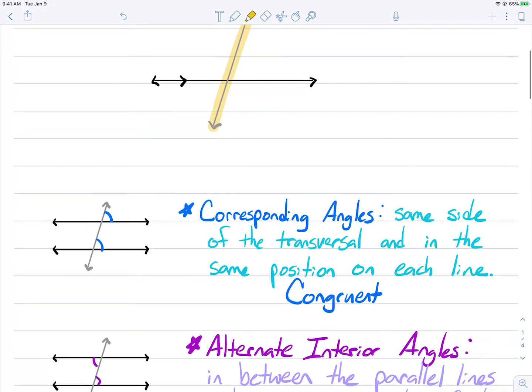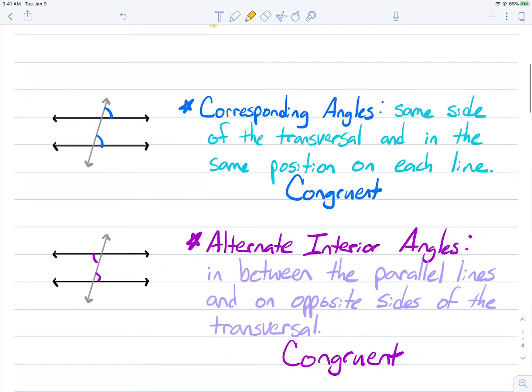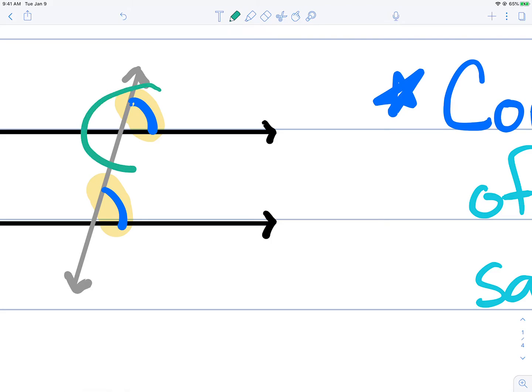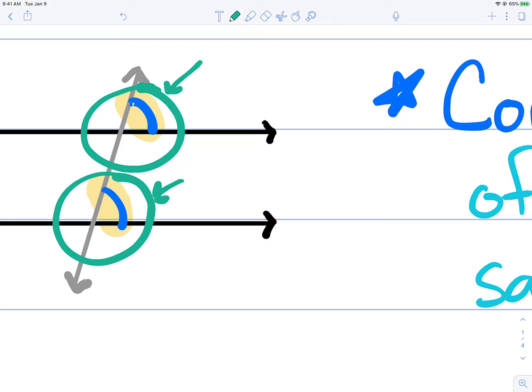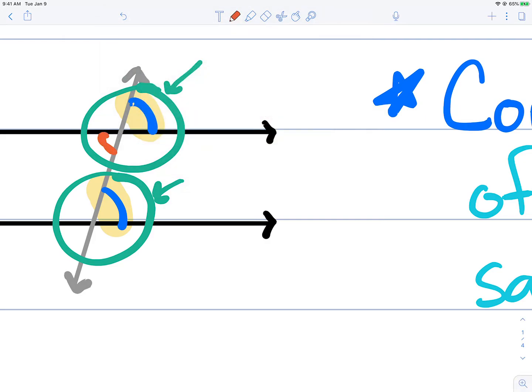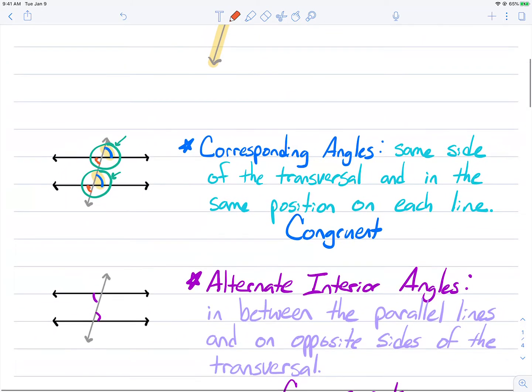So one of them is corresponding angles. So corresponding angles, kind of like these two that I have highlighted here, are on the same side of the transversal and in the same position on each line. So if you think of this as a cluster of angles, there's a cluster of angles on each of those lines. This one's in the upper right and this one is in the upper right. So maybe you would have two angles that are in the bottom left, bottom left. So think of it as a cluster.